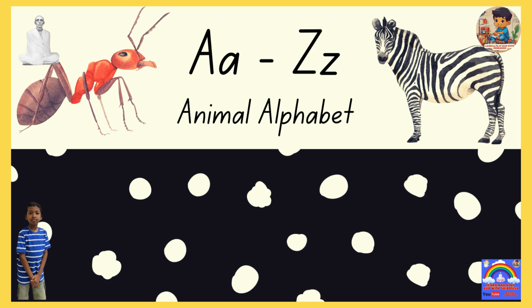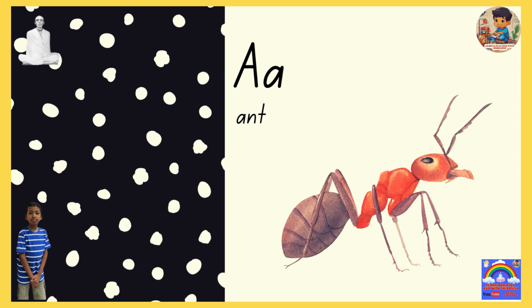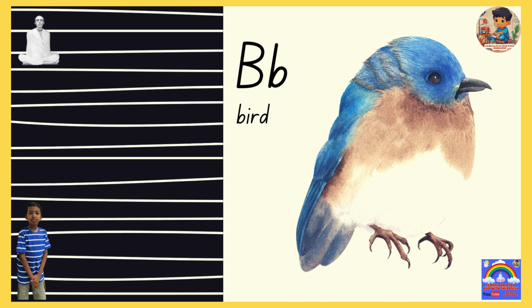A to Z alphabet. A is for ant. B is for bird.